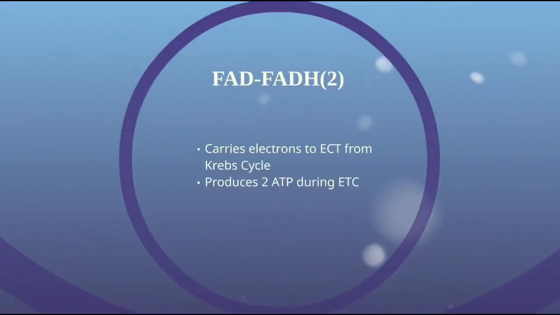Next up, we have FAD and FADH2. FADH2 carries electrons to ETC from Krebs cycle, entering at lower energy levels than NADH does. FADH2 is reduced and FAD is oxidized. Each FADH2 produces 2 ATP during ETC.